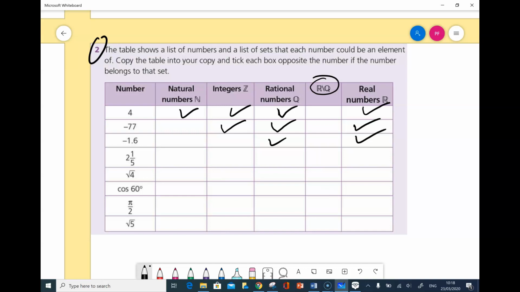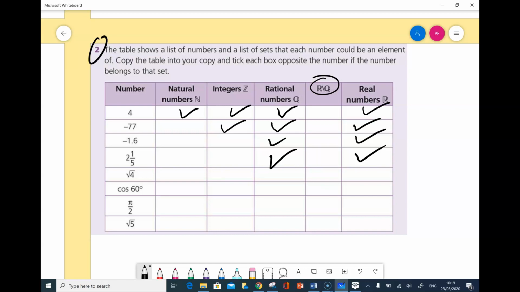2 and a fifth. Is it natural? No, because it's a fraction. Is it an integer? No, because it's a fraction. Is it rational? Yeah, it can be expressed as 5 2s is 10 plus 1 is 11, as 11 over 5, so it is rational, which means it cannot be irrational, and it is real. Remember, all numbers are real, so we can almost put that in if we want.